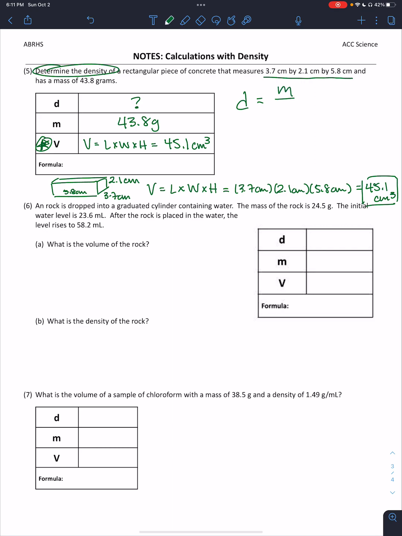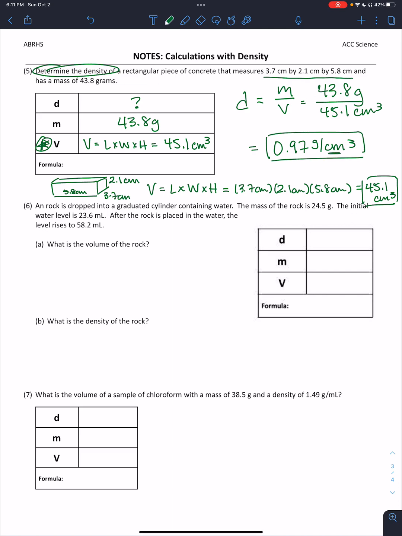Now with the volume and the mass, I can go back to my density formula. Density is mass divided by volume. So we're going to have 43.8 grams divided by 45.1 centimeters cubed. The density of this piece of material is 0.97 grams per centimeter cubed. So this is an example where that density unit includes centimeters cubed.